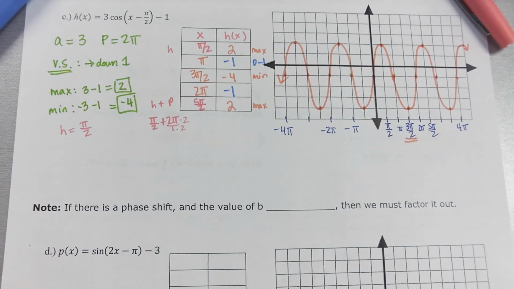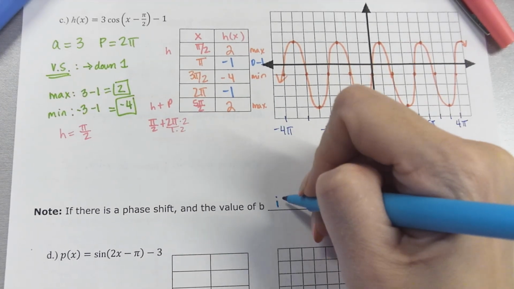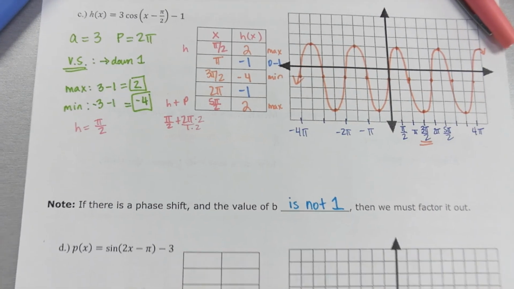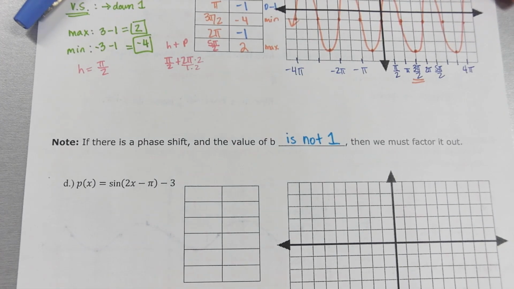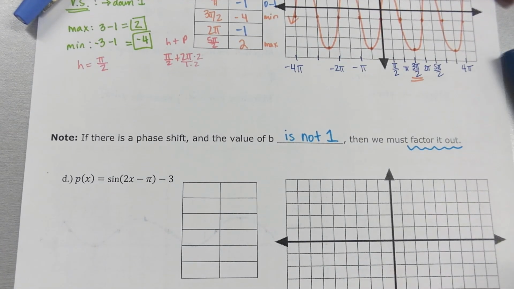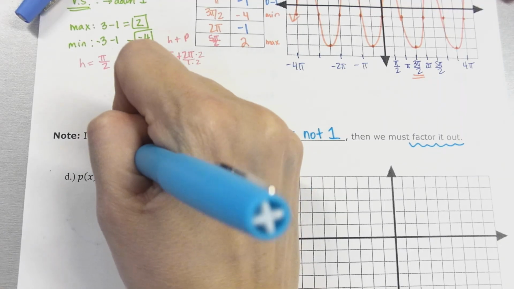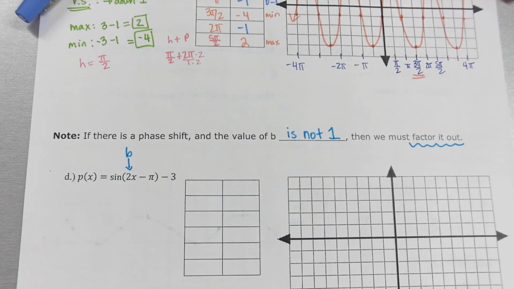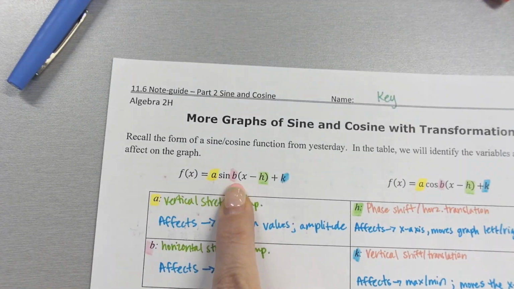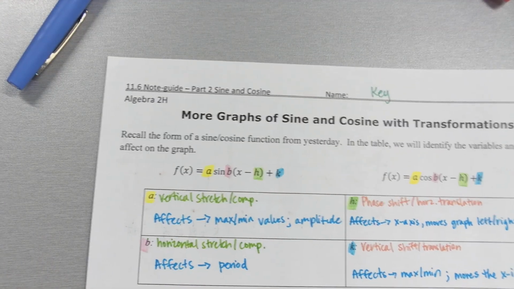Okay, so now the last thing we're going to talk about is if the value of b is not 1, because we really haven't seen that with these phase shifts. Okay, so if there's a phase shift and the value of b is not 1, we have to factor it out. Okay, so you'll notice your b value is here. The only problem is we can't see what the phase shift is until we factor it out because b needs to live in front of the parentheses.